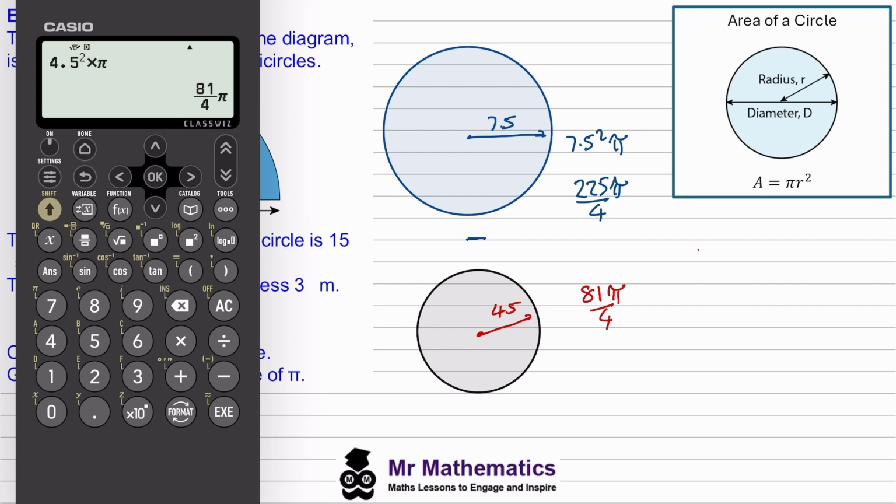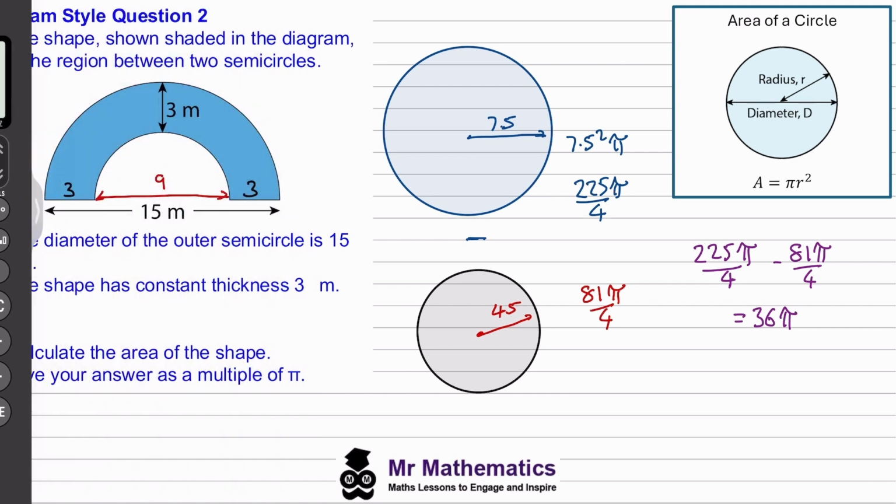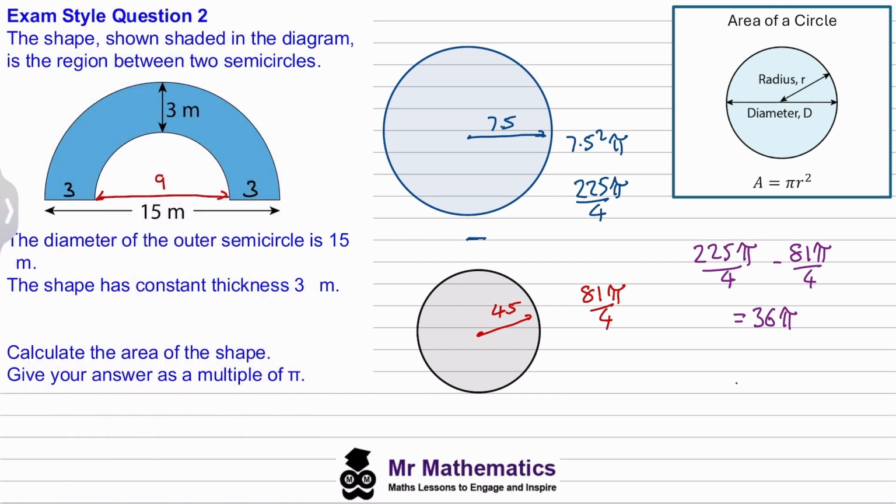So now we'll work out the difference between the two. So 225 pi over 4, take away that previous answer, and this will give us 36 pi. But now we need to divide this by 2, so this will have an area of 18 pi meters squared. Okay? How did you get on with that? Let's try one more question.